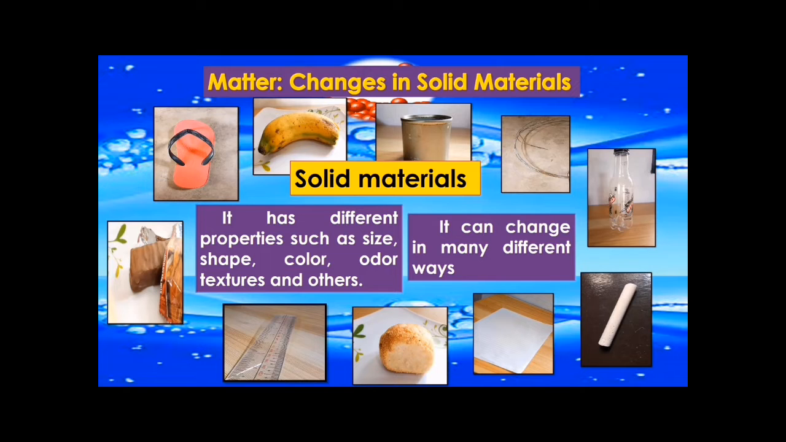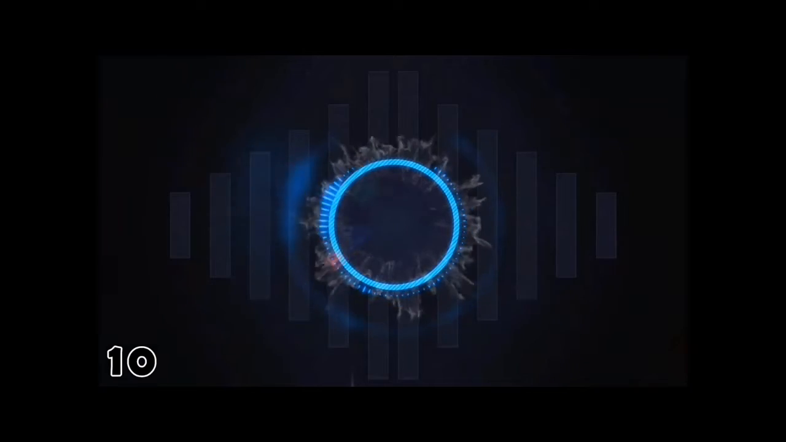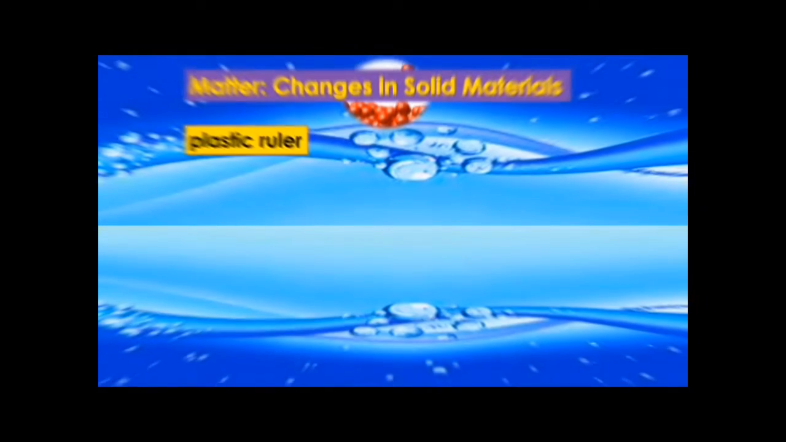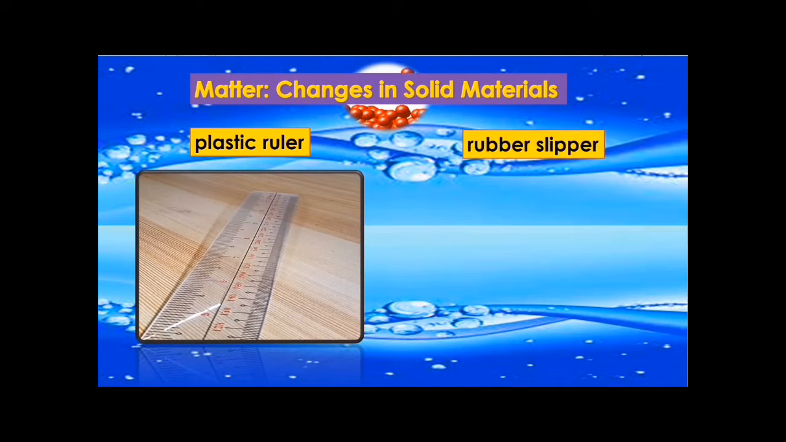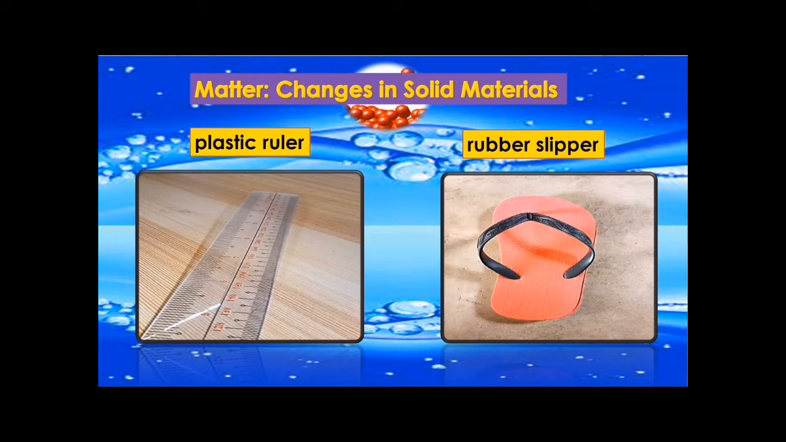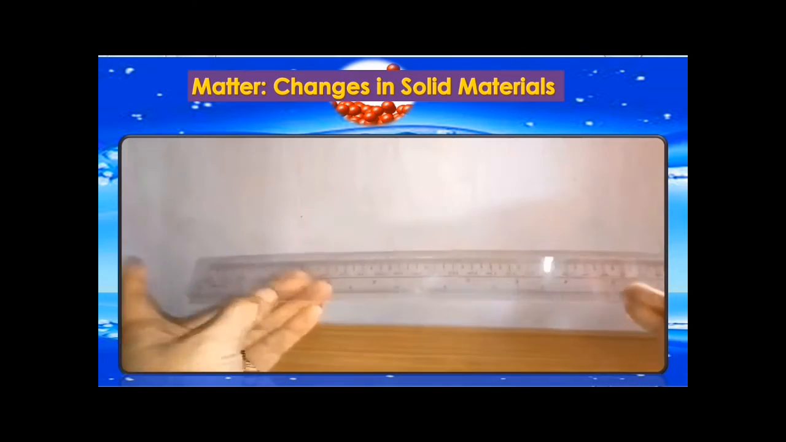Solid materials could also undergo changes when exposed to certain conditions. It can change in different ways. Do you want to find out how these solid materials change? So get ready with your materials and join the fun activities. We have here a plastic ruler and a rubber slipper. Let us observe the changes that happen to these materials when bent.